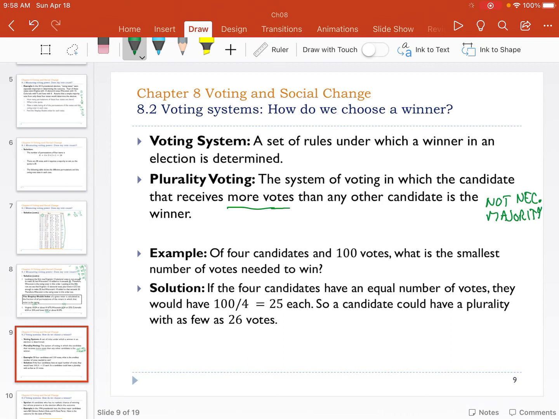And so here's a very brief example, but it's important, of 4 candidates and 100 votes, which is the smallest number of votes needed to win. Okay. Well, here's how we could do it. If you had a 4-way tie, it's possible. If the 4 candidates had an equal number of votes, they would have 100 divided by 4, 25 each. Then all you would need is to move the needle by 1. To take your 1/4, add 1 to the winning candidate. I mean, somebody else would probably have 24, but who cares? A candidate, the winning candidate, could have a plurality, not a majority, as few as 26 votes.